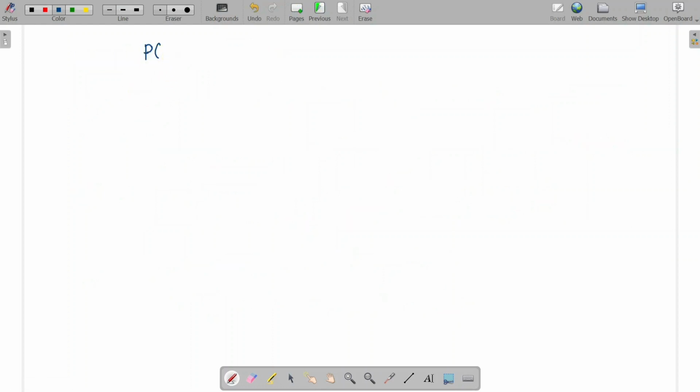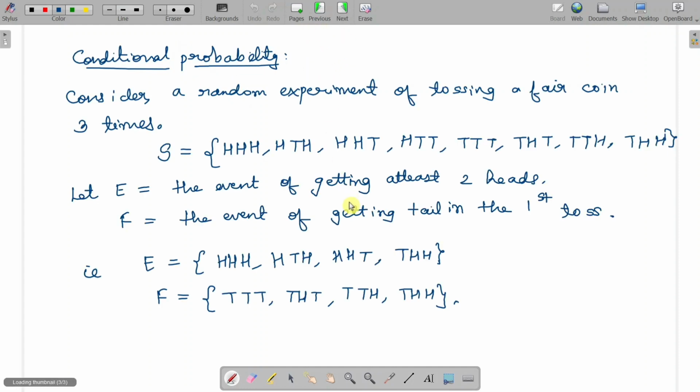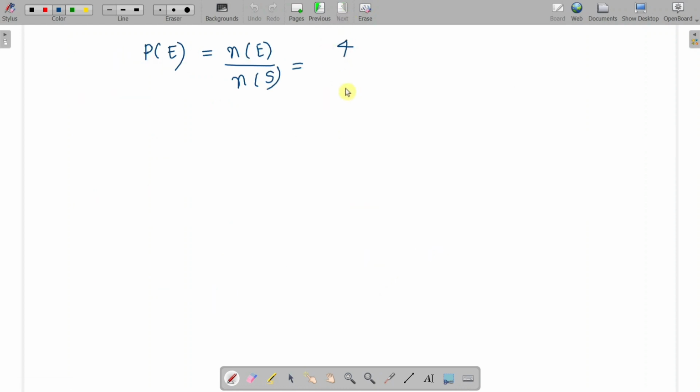So if you calculate the probability of E, the formula that we recalled, by that formula what we will get? Number of elements in set E divided by number of elements in set S. So number of elements in set E is 4, right, and number of elements in the sample space are 8, so half you will get here, right. Then if you find the probability of F, what you will get?